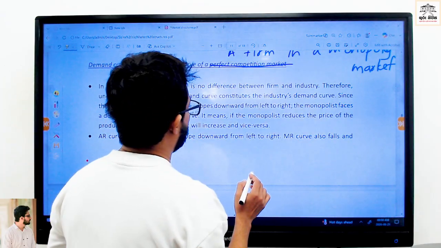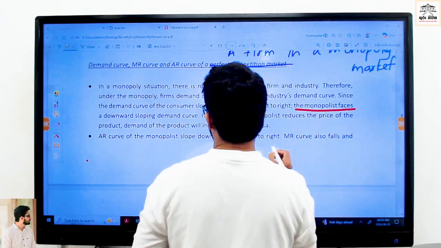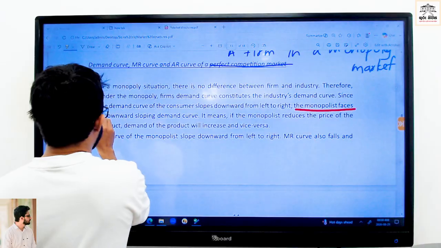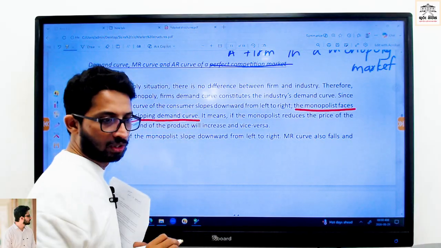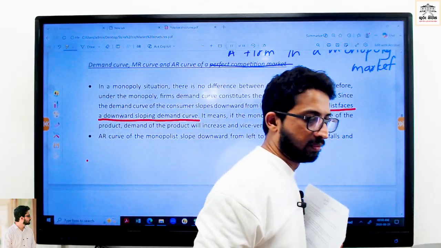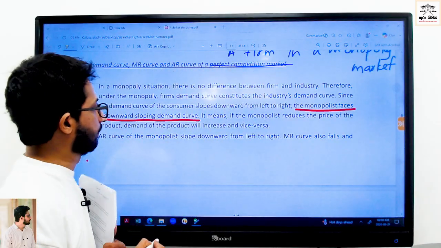Right? The monopolist, meaning one firm in the monopoly market, faces a downward-sloping demand curve. The demand curve is a normal downward slope, not perfectly elastic.